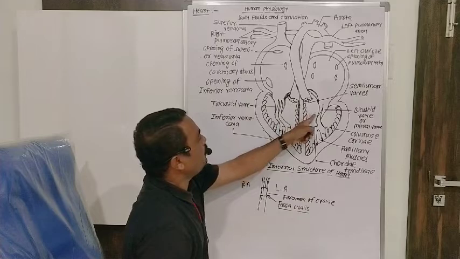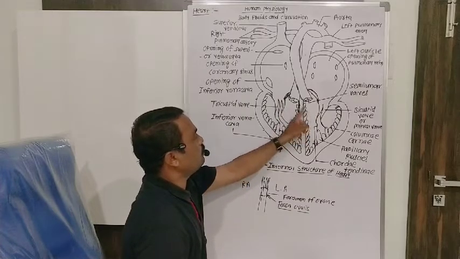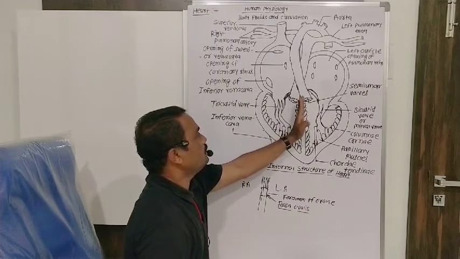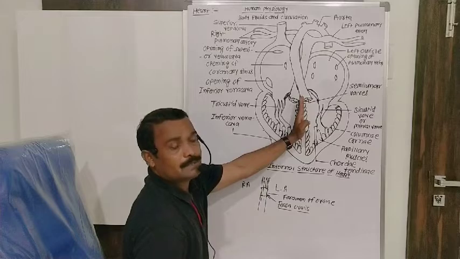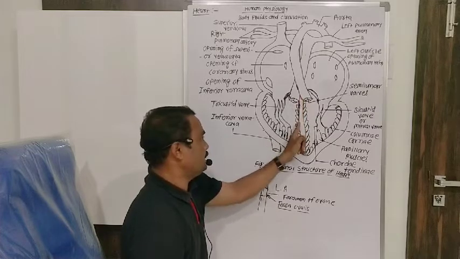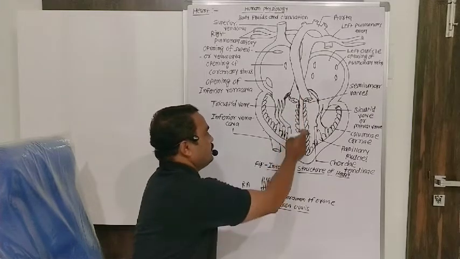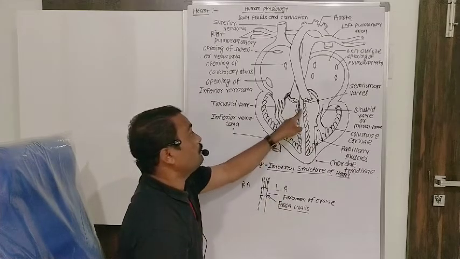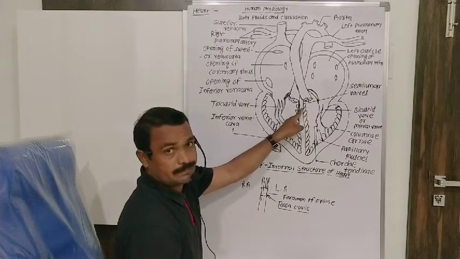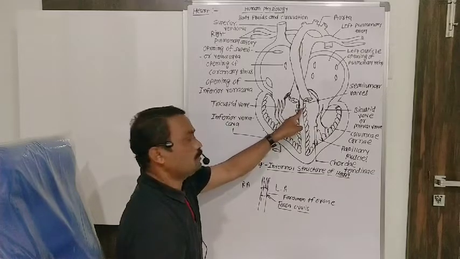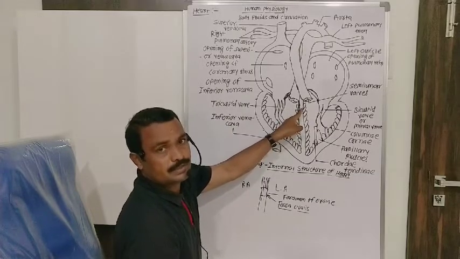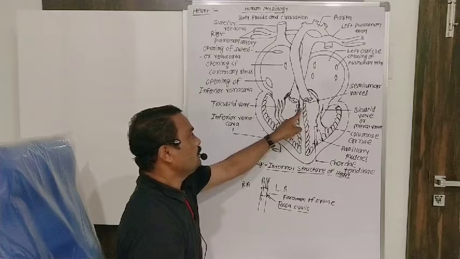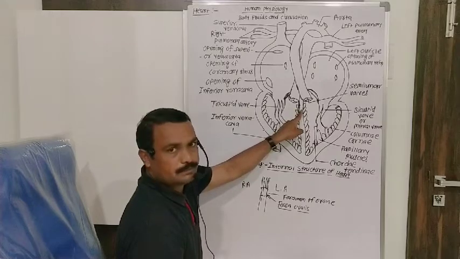Now, these two ventricles also get separated from each other due to the presence of the interventricular septum. Between the two ventricles there is a septum, that is called the interventricular septum. In some animals, there is an opening present on the interventricular septum also, that is called the foramen of Panizza, an opening present on the interventricular septum.